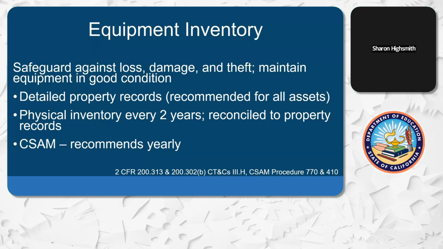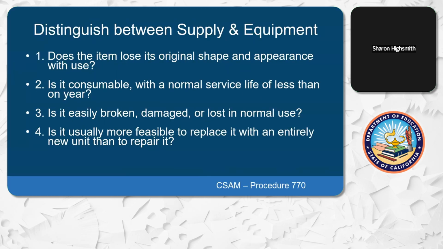Next. Here are some questions you can ask to determine if an item is equipment that should be inventoried or if it is a supply. Does the item lose its original shape and appearance when used? Is it easily broken, damaged, or lost in normal use? Is it more feasible to replace it with an entirely new unit than to repair it? Next.